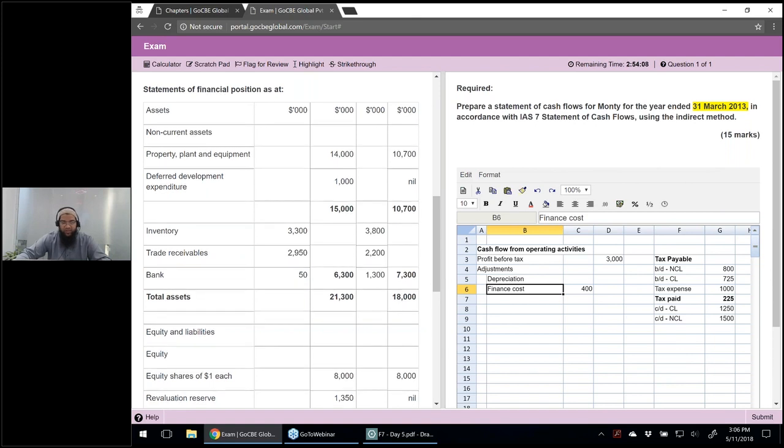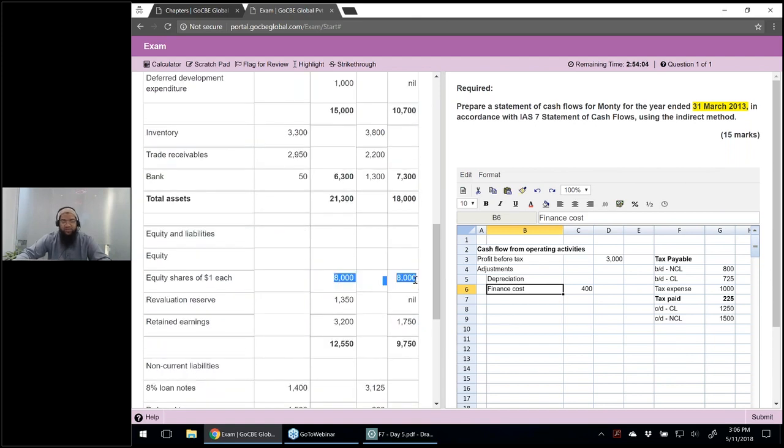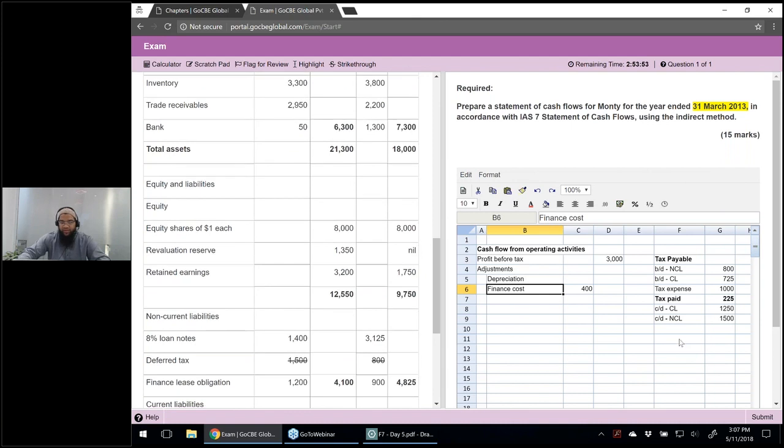And then we have equity shares, which are actually the same. This means that no share capital has been issued during the year. We have some revaluation reserve, which was nil and 1350. Now we have retained earnings 1750 and 3200.